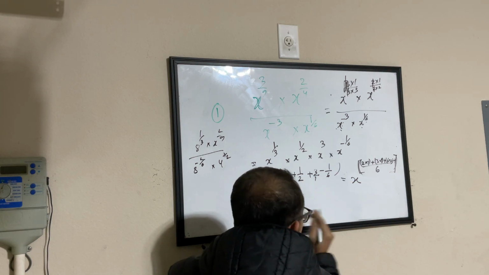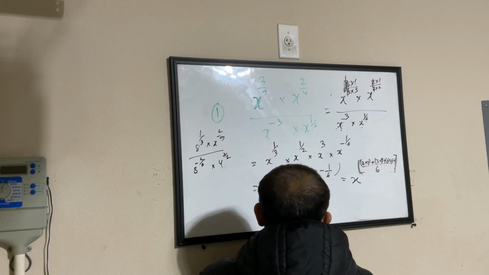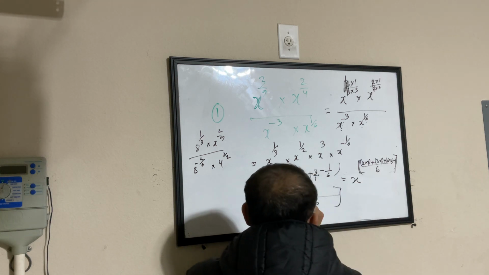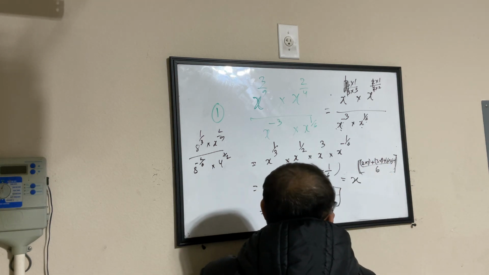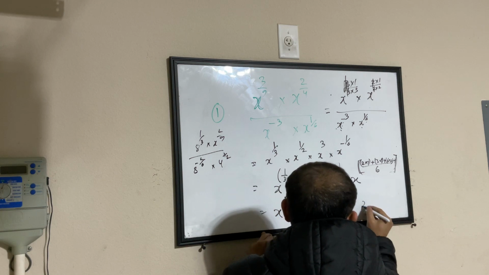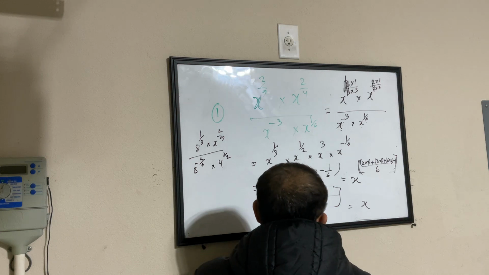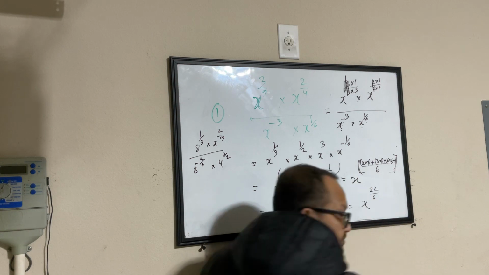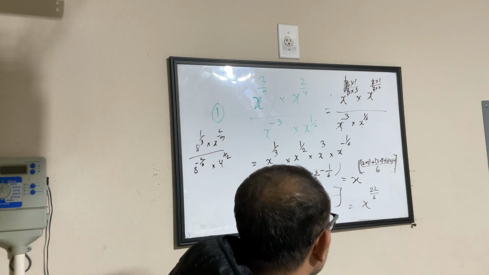Or this equals, if I look at this part alone, now what I have is 6 in the denominator. This becomes 2 times 1 is 2, plus 3 times 1 is 3, plus 6 times 3 is 18, minus 1. So this becomes x to the power 2 plus 3, 5, plus 18, 23, minus 1, 22. X to the power 22 by 6. Yep.